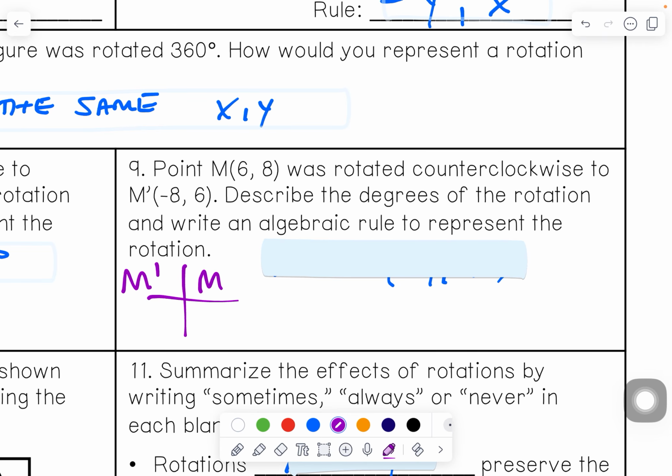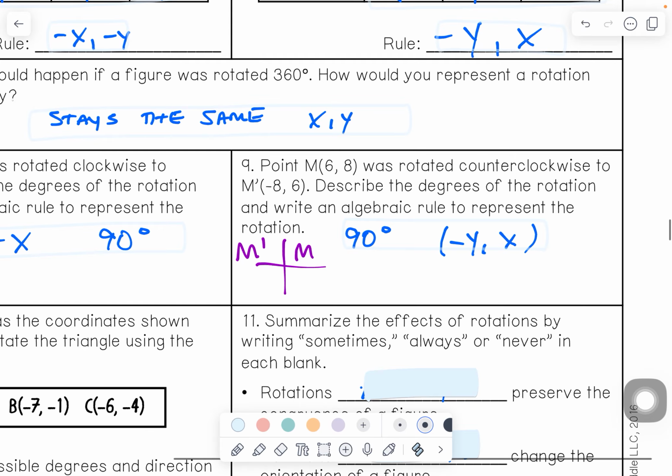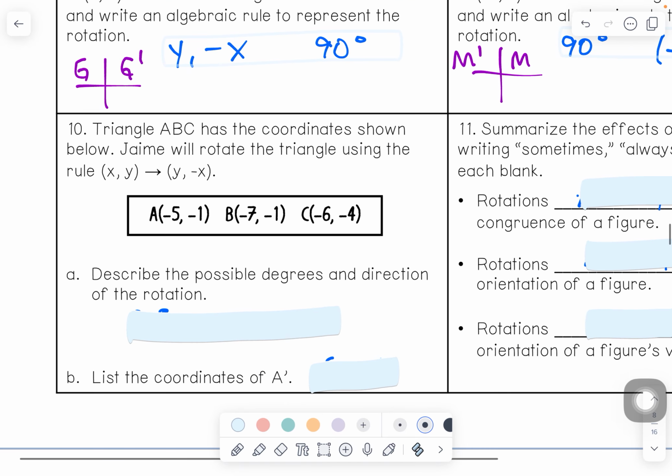And last here, summarizing rotations as far as congruency goes. Rotations always preserve the congruency of a shape. We're not making them bigger or smaller. We already talked about this. Dilations are the only ones that do that. The rotations always change the orientation of the figure.